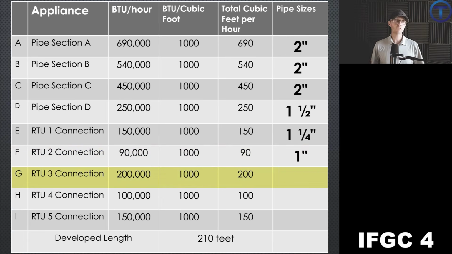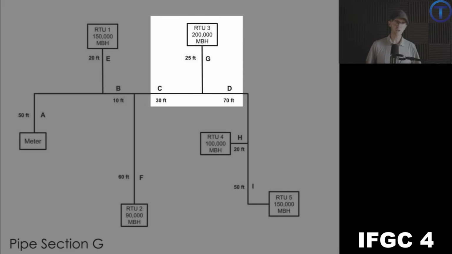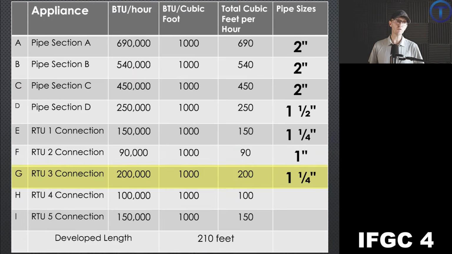All right, let's go on to G, rooftop unit 3. We've got 200,000 BTUs or 200 cubic feet per hour. We go to the table, drop down to line 250, coming across with the 200. It's more than 63. It's more than 119. It is less than 244. So we stay in that column, go to the top, and we find that we have a 1.25-inch pipe size for G. Let's go on to H, rooftop unit 4.